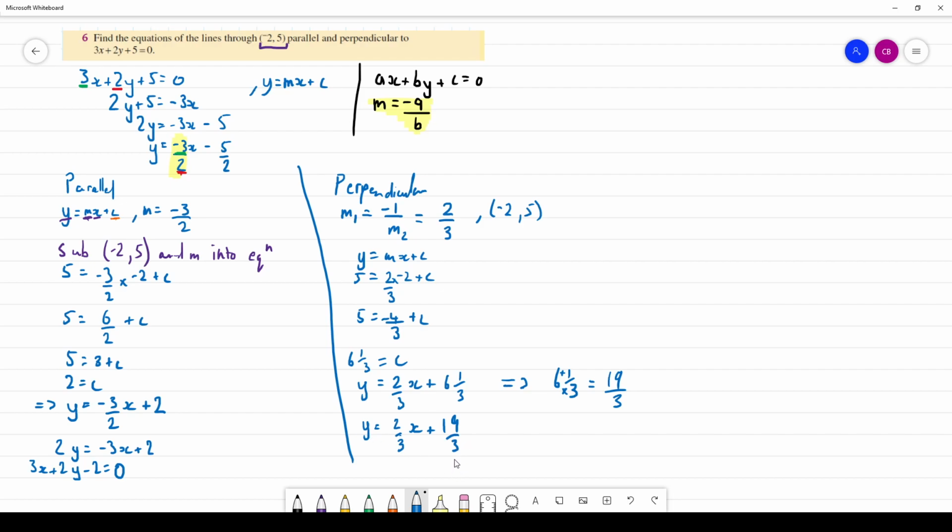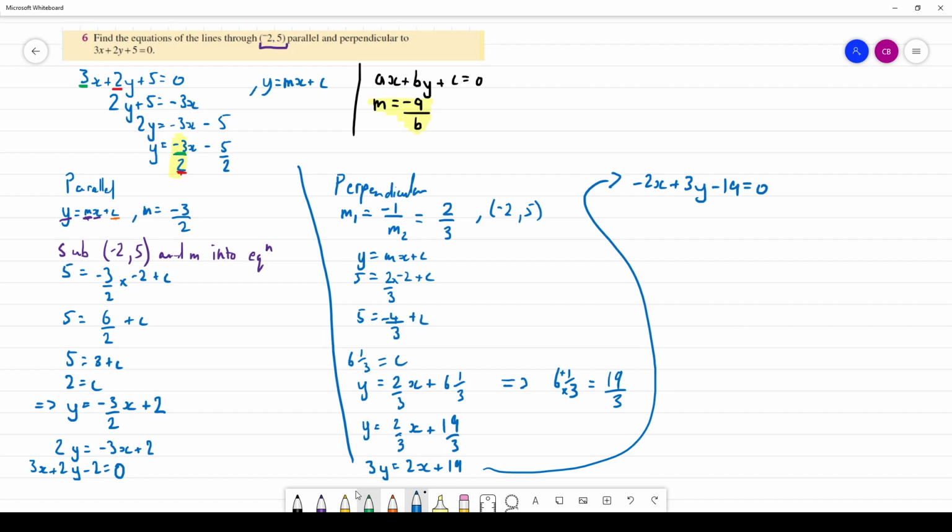Now, we want to put it back into the original form, which was general form or standard form, where it equals 0 and everything is on one side of the equation. And there are no fractions. So let's get rid of these fractions first. Luckily, they're all over 3, so we can multiply everything by 3. We will get 3y equals 2x plus 19. We can rearrange this and put everything on the same side of the equal sign. I'll just do that up here. We can have negative 2x plus 3y minus 19 equals 0.